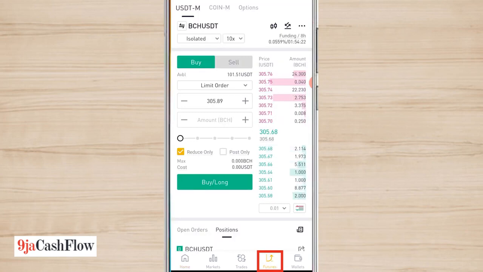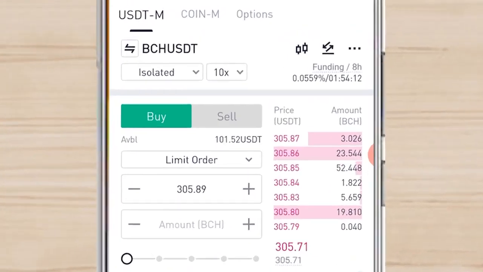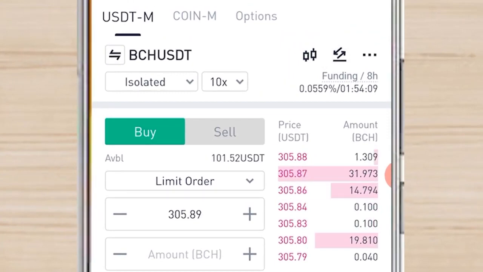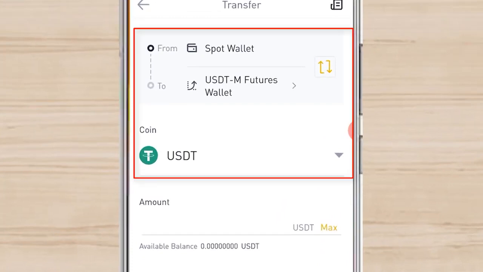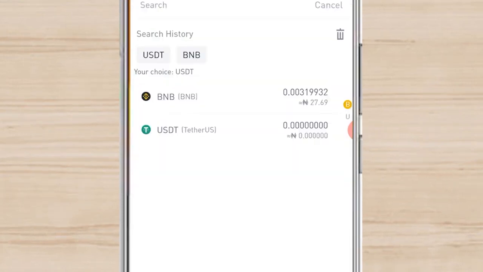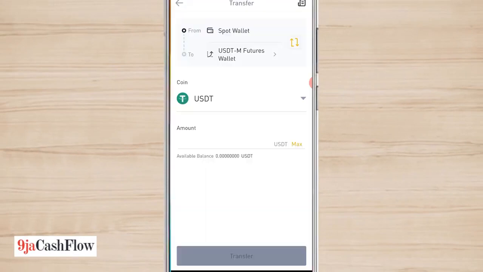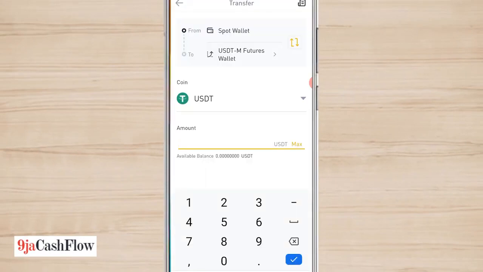Now, to use the Futures platform, you must have USDT, which stands for Tether US. What you need to do is click on this parallel arrow, one going down, one going up, to transfer. You transfer your USDT from your spot wallet to your USDT futures wallet. I already transferred, but let me just show you how you do it. You click on USDT here, then you type the amount, then you transfer it to your wallet.